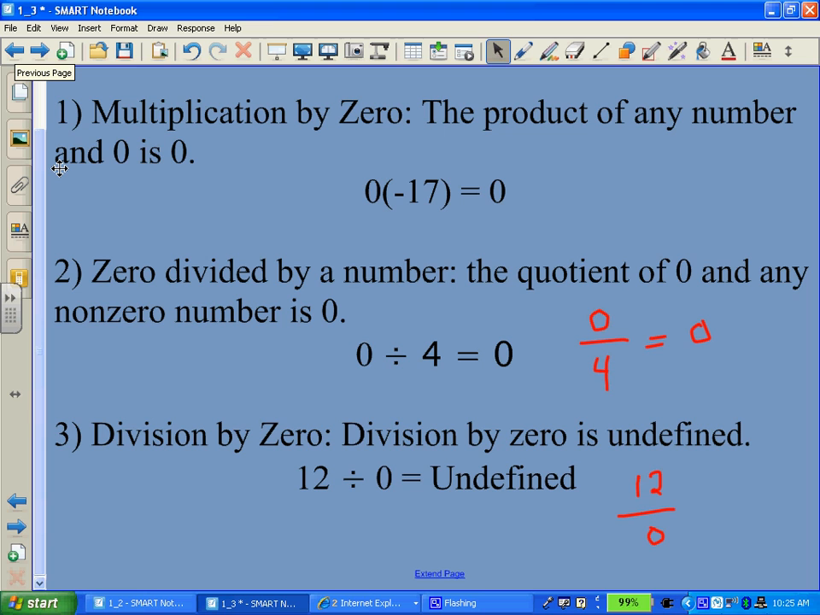So that's all I have to talk to you about today. Again, when we are multiplying and dividing, if we have the same sign, our answer is going to be positive. If we have different signs, our answer is going to be negative. When we're dividing fractions, you want to multiply by the reciprocal, keep it, change it, flip it.